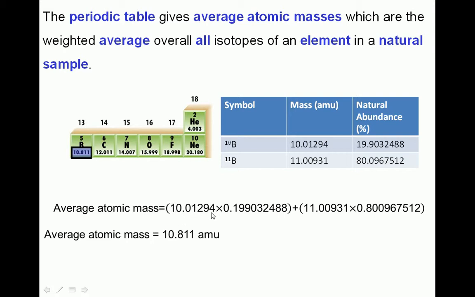The mass of boron 10 times its fractional abundance plus the mass of boron 11 times its fractional abundance. Add those 2 numbers together, and it gives us the average atomic mass of an average atom in an actual sample of boron, which comes out to be 10.811 AMU, in agreement with the periodic table. So we got it.